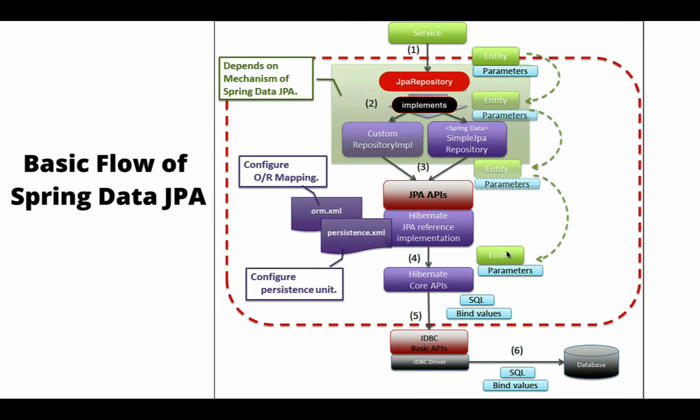And if you can notice here, Spring Data JPA is just an abstraction layer on top of JPA to reduce the boilerplate code. Okay, and Spring Data JPA internally uses JPA APIs and Hibernate implementation. So it means that Spring Data JPA is just an abstraction layer on top of JPA to reduce boilerplate code. Alright, I hope you pretty much understood the basic flow of Spring Data JPA. Alright, I will see you in the next lecture.